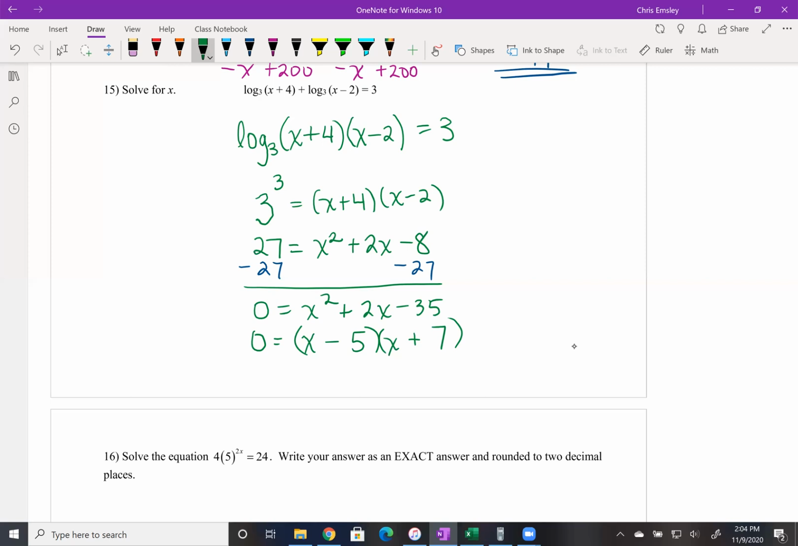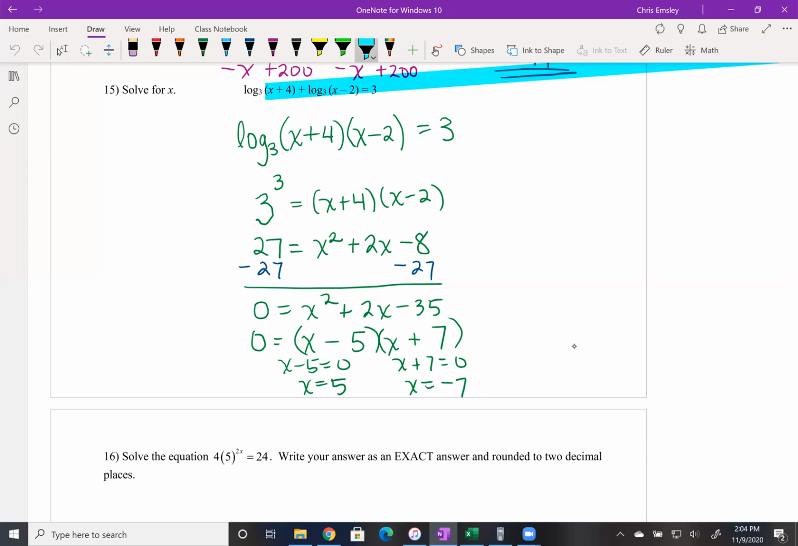So I set each one of those factors equal to 0. If x minus 5 is 0, I get x equals 5. And if x plus 7 is 0, I get -7. So two potential solutions. Be careful. Always go back and check them in every log that was in your original problem.